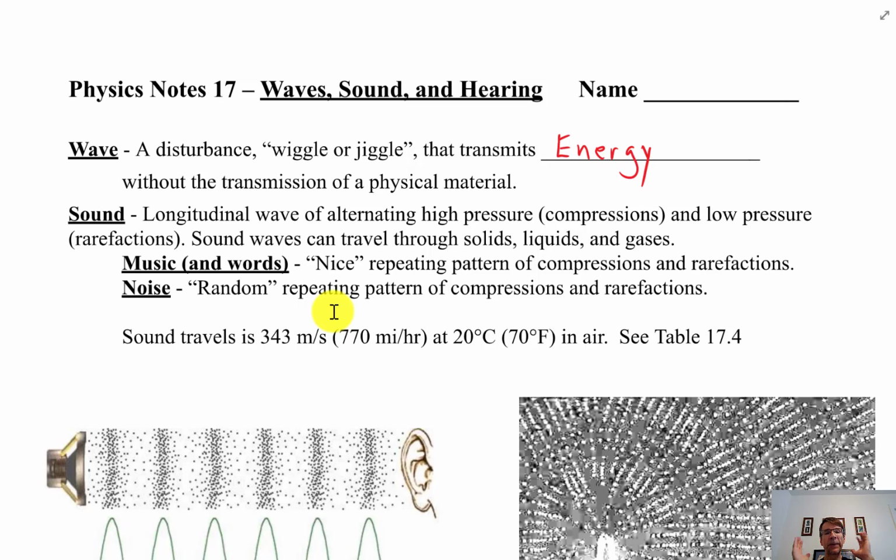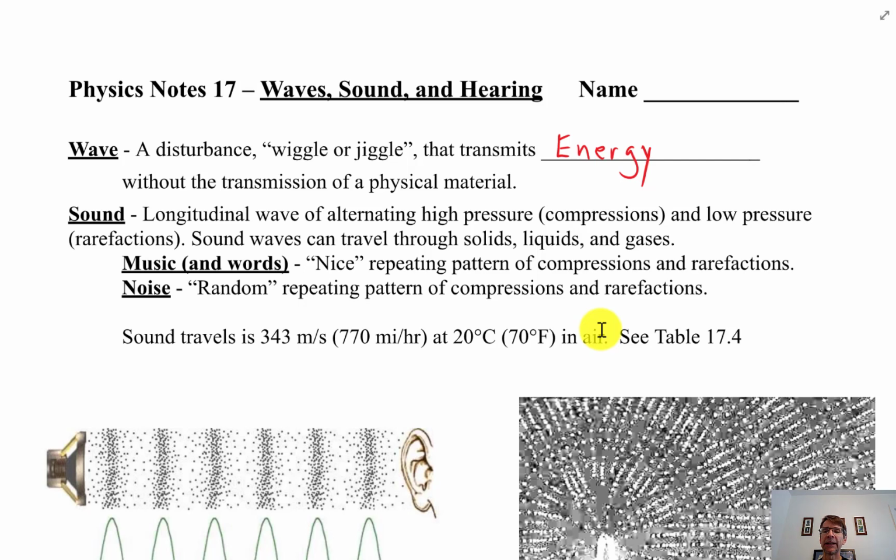But when the pattern is nice and very repeating, it sounds good, it's music. When it's sort of a random pattern, then it's noise. And if there's no vibrations, it's no noise at all, then it's obviously quiet.